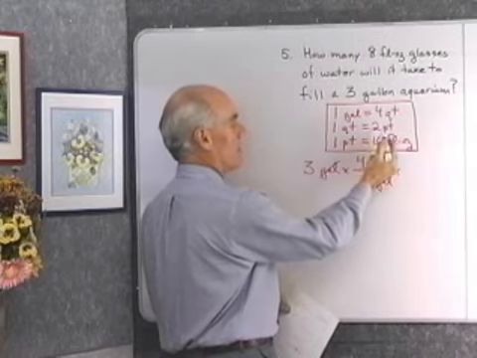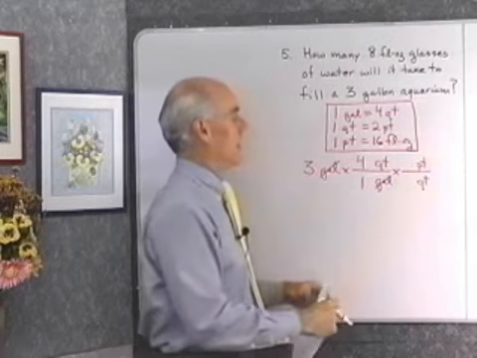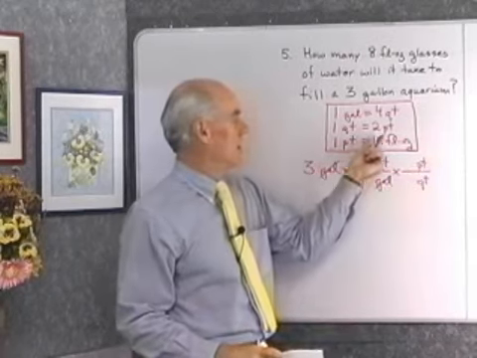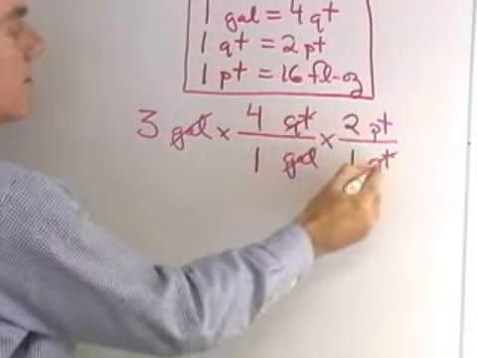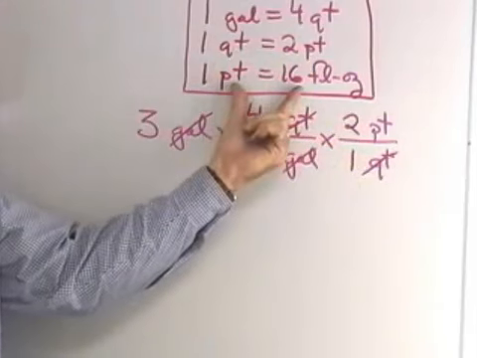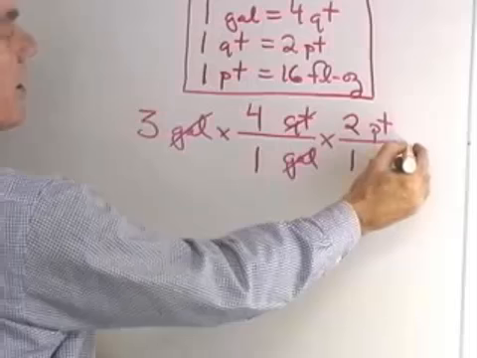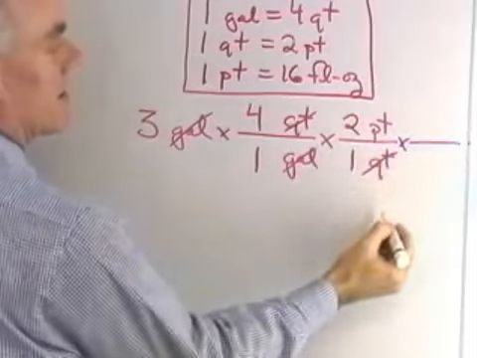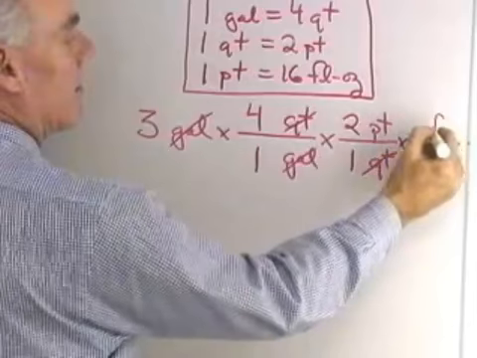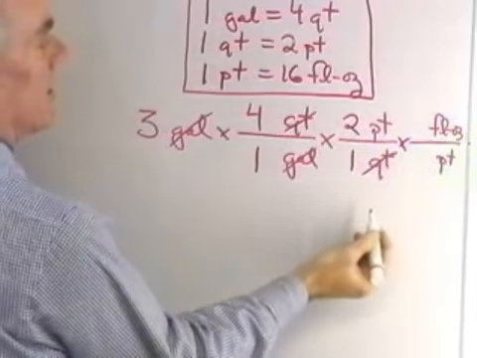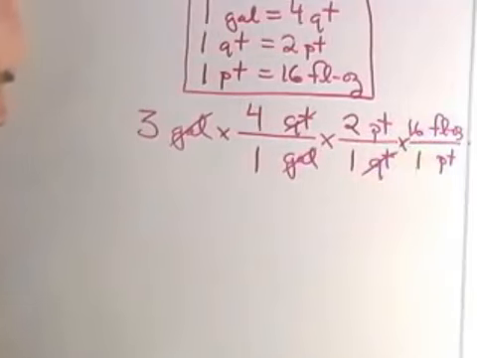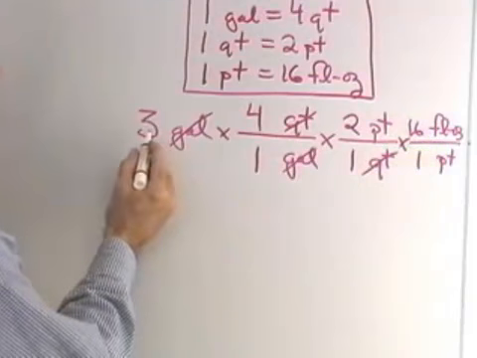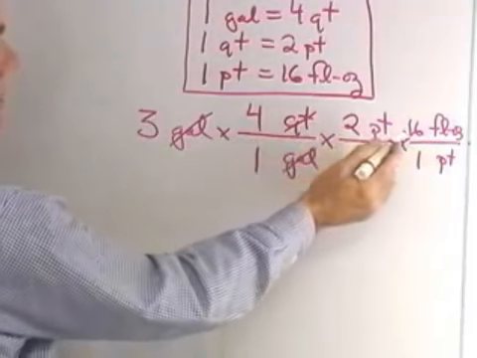I'll go from quarts to pints. So I'll have my quarts divide out, and I'll be left with pints. And I want this to be the number 1. So here I have 2 pints and 1 quart. So I'll put a 2 here and a 1 here. My quarts have divided out. The last thing is to convert from pints to fluid ounces. I want pints in the denominator, fluid ounces in the numerator. So what I have, 16 fluid ounces is the same as 1 pint. Okay, so now I multiply 3 times 4 times 2 times 16.